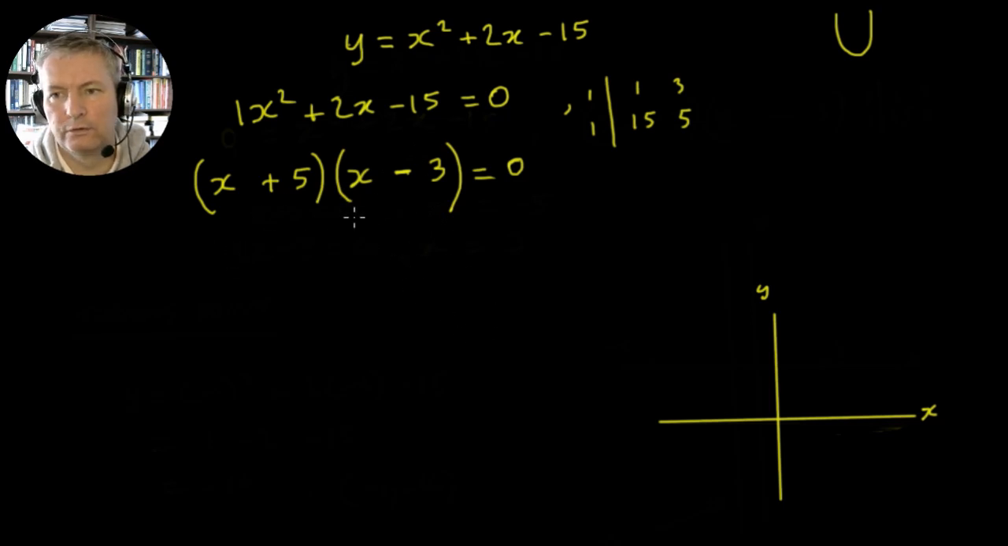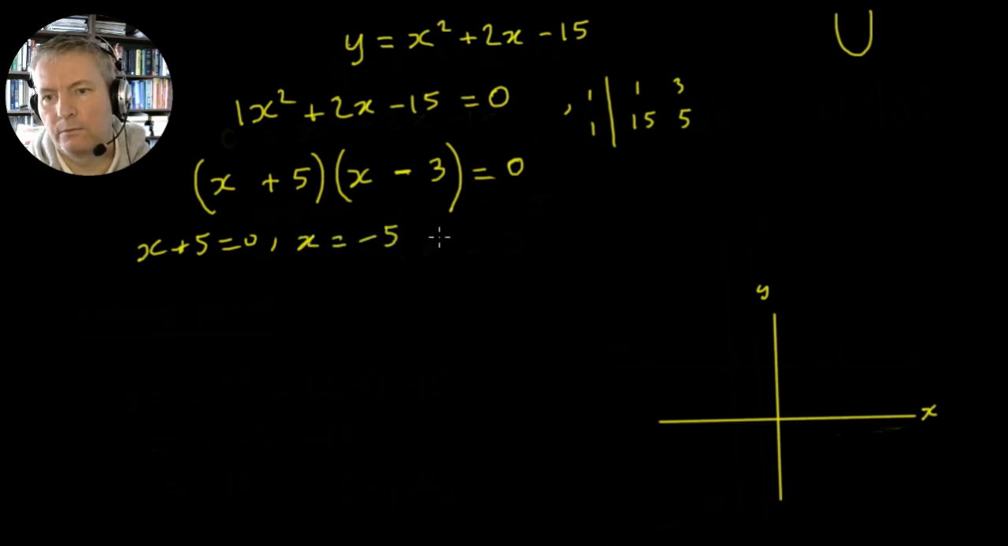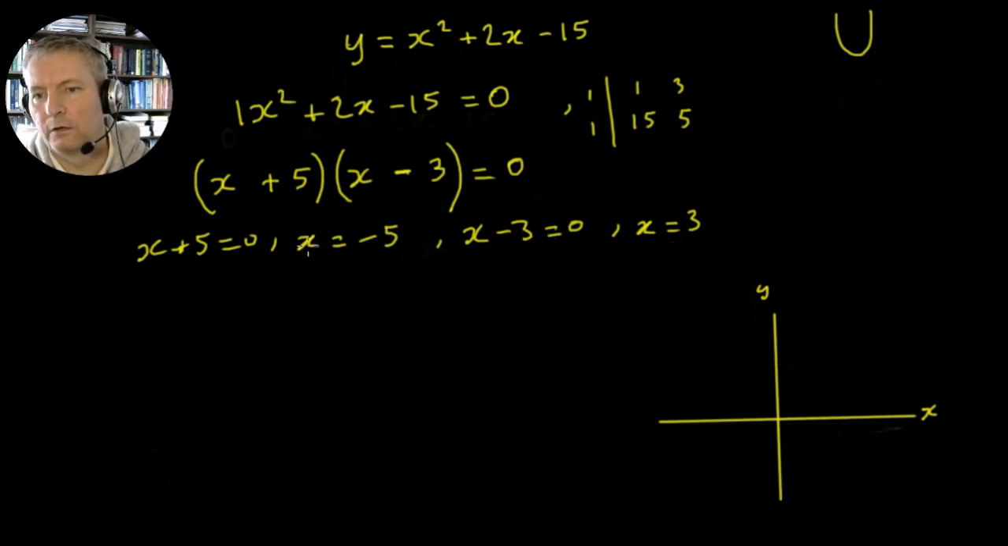So the actual roots are going to be given by x plus 5 equals 0, so x will equal minus 5. And the other one, x minus 3 equals 0, so x will equal 3. So we've got a couple of points here in our graph. It cuts the x-axis at the point minus 5, so counting along 1, 2, 3, 4, 5, minus 5. So minus 5, 0 is one of the points. The other point is 3, 0, so go 1, 2, 3, 0.